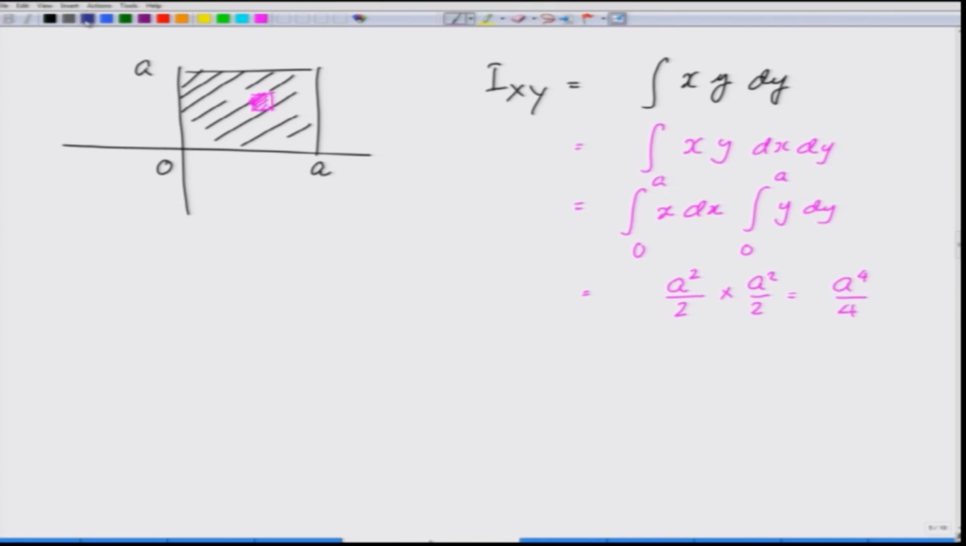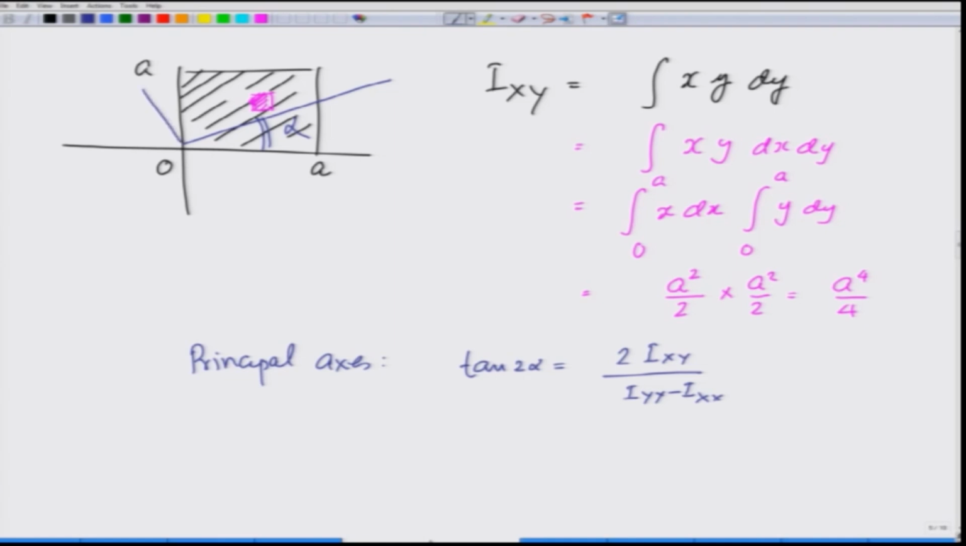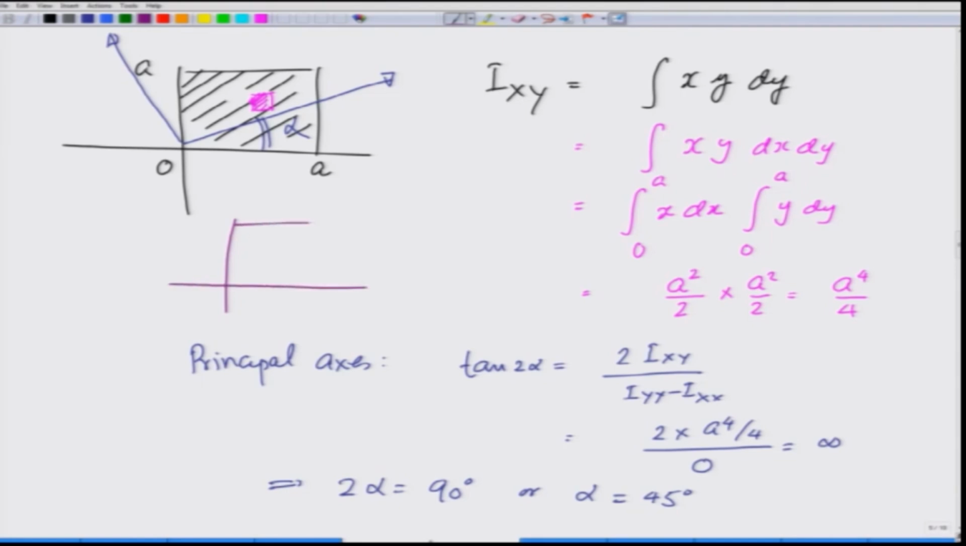Now, if I were to find the principal axis, remember we had the formula tangent of 2 alpha equals 2 Ixy over Iyy minus Ixx, where alpha is the angle through which I have to rotate the axis to find the principal axis. So, this comes out to be 2 times a raised to 4 over 4 divided by 0, which is infinity, and this implies 2 alpha is 90 degrees or alpha is 45 degrees. So, we find that the principal axis in this case is going to be at 45 degrees to the x axis, and therefore, this is the principal axis. In this new set of axes, let us call it x prime y prime, Ix'y' will be 0.